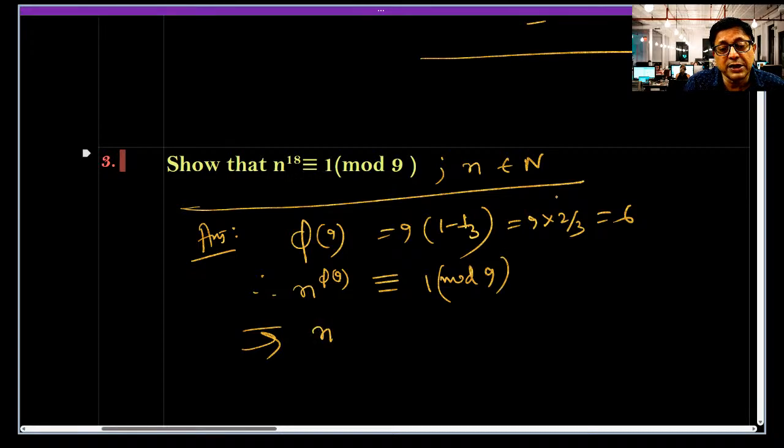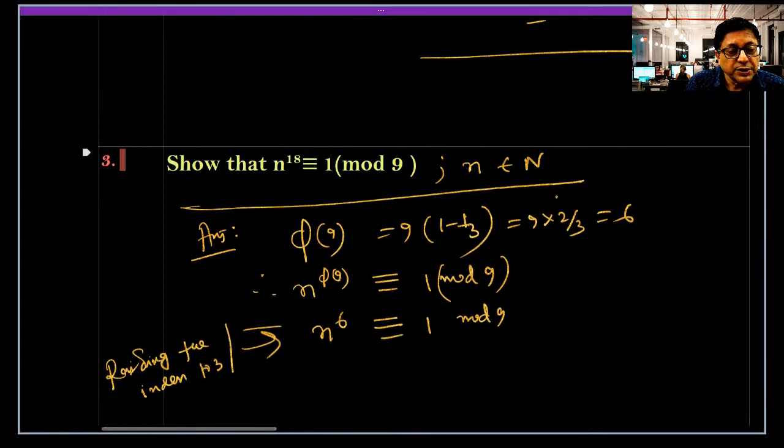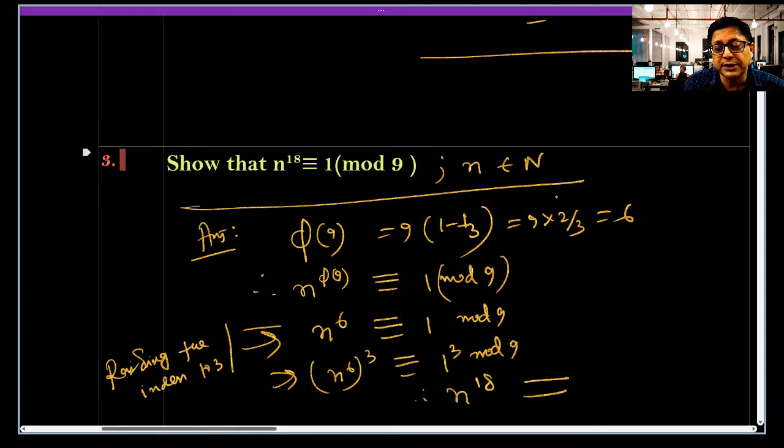So this implies n to the power 6 is congruent to 1 mod 9. Raising the index on both sides to 3, what do you get? Congruent with 1 cube mod 9. So n to the power 18 is congruent with 1 mod 9. Isn't it?